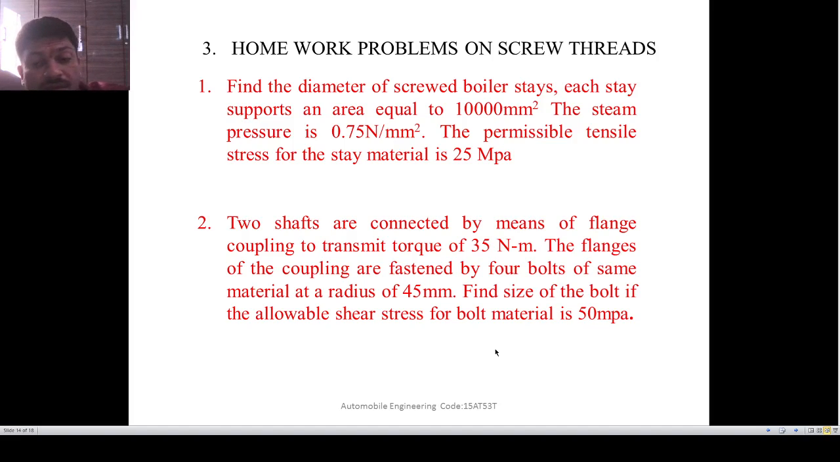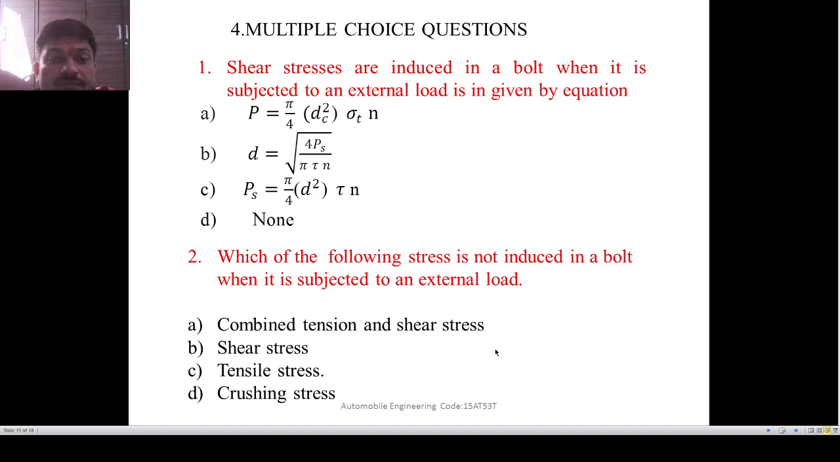Okay, so let us move on to the assessment, that is the interaction or MCQ session, related to whatever topics were covered in this session. You can take down the first one. Shear stresses are induced in a bolt when it is subjected to an external load, given by the equation.